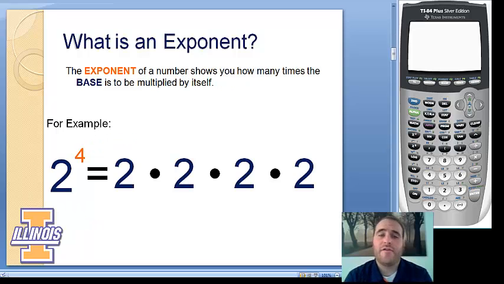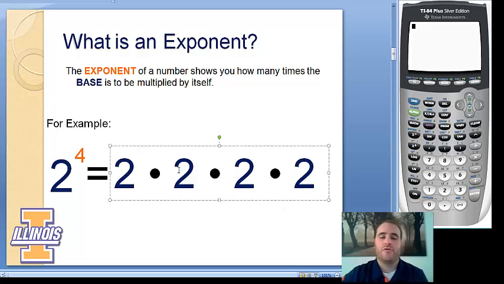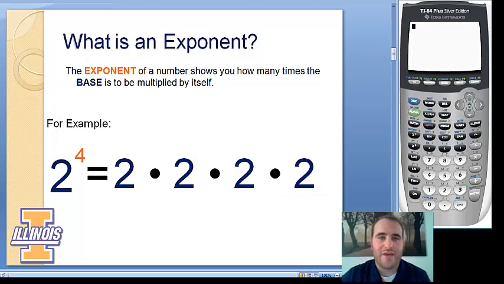The exponent of a number shows you how many times the base is to be multiplied by itself. In this case, the exponent is 4. The base is 2. It tells us to multiply 2 by itself 4 times. As you can see, we have 1, 2, 3, 4. If we go ahead and we multiply that, 2 times 2 times 2 times 2, we get 16.